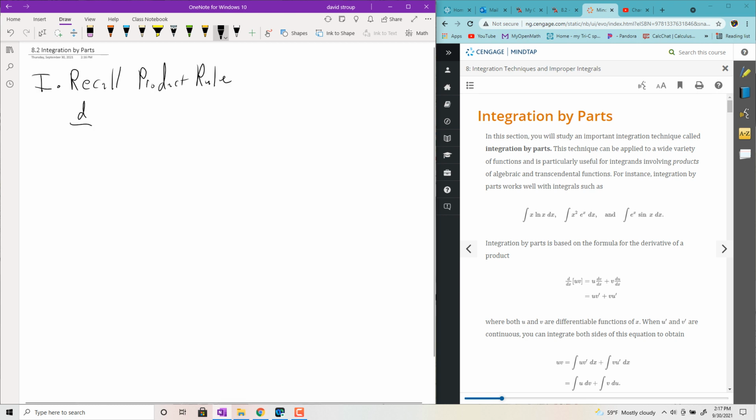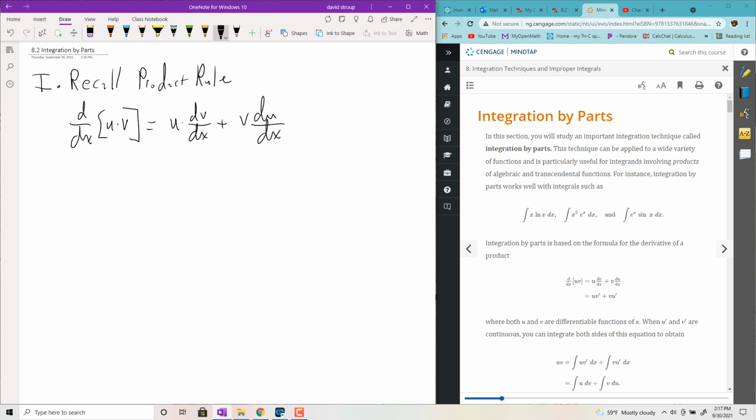In that case, you had the derivative, we'll say with respect to x, of these two functions. We'll just assume they're functions of x. So if you take the derivative of this, you'll get u times the derivative of v with respect to x plus, leave v alone, times the derivative of u with respect to x.